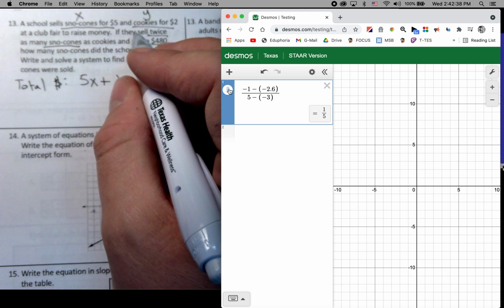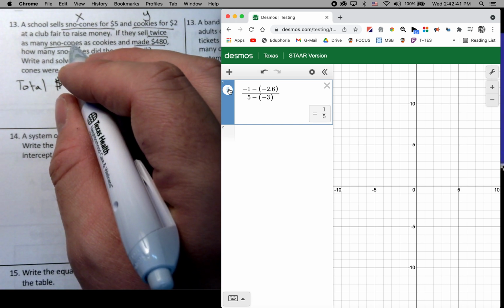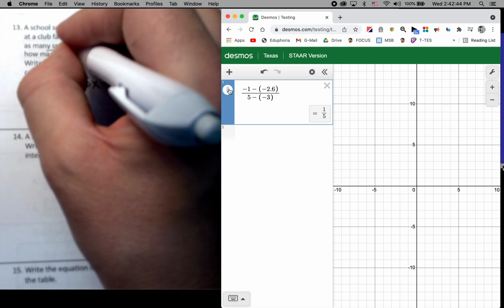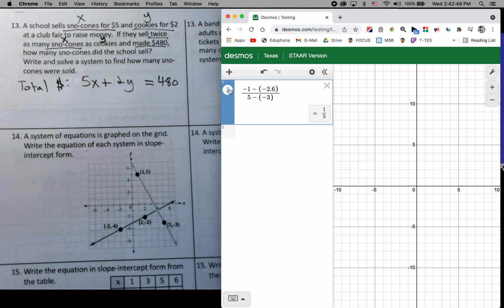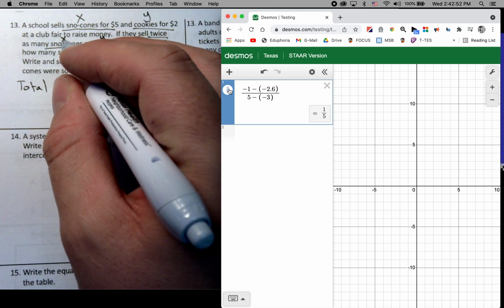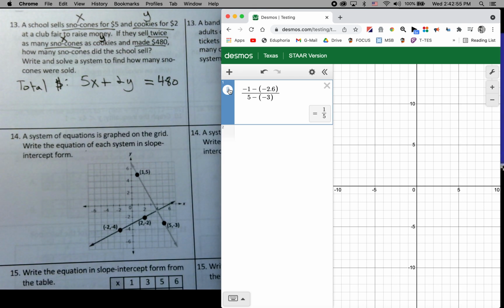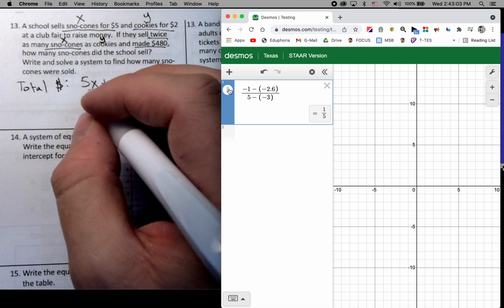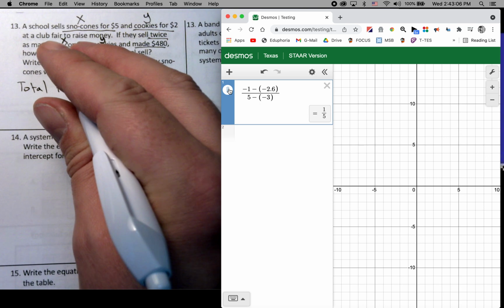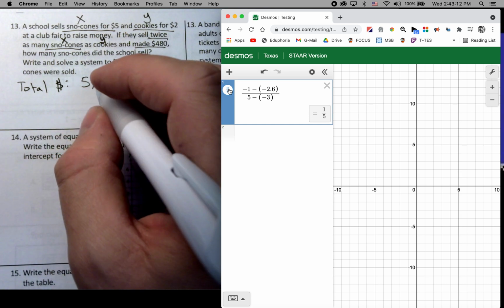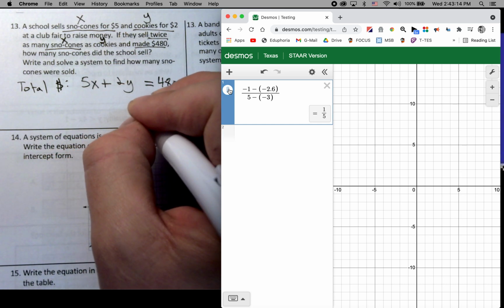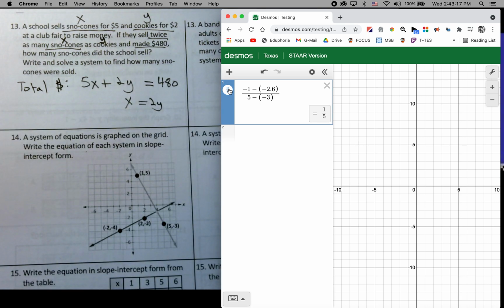Now, this one says they sell twice as many snow cones as cookies. I'm still going to put my variables above these words so I don't get confused. So all that means is twice as many. Think about it: if I have $10 and you have twice as much money as me, you would have $20. What did you do? You times it by 2. So I have twice as many of these, so to get this to equal this, I need to multiply the y value by 2. So x equals 2y.